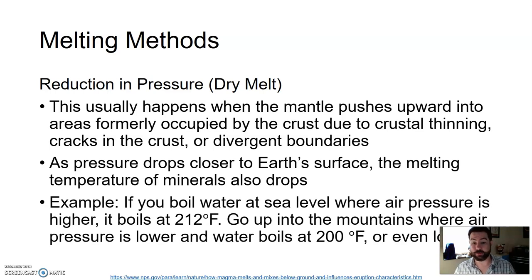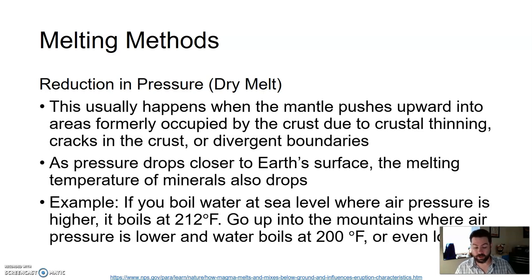An example is if you boil water at sea level, where the air pressure is higher, it boils at 212 degrees Fahrenheit. But if you go to the top of a mountain and boil that same water, it boils at only 200 degrees Fahrenheit because there's less pressure. Less pressure means less temperature for the material to go from solid to liquid, or in this example, liquid to a gas when you're boiling.